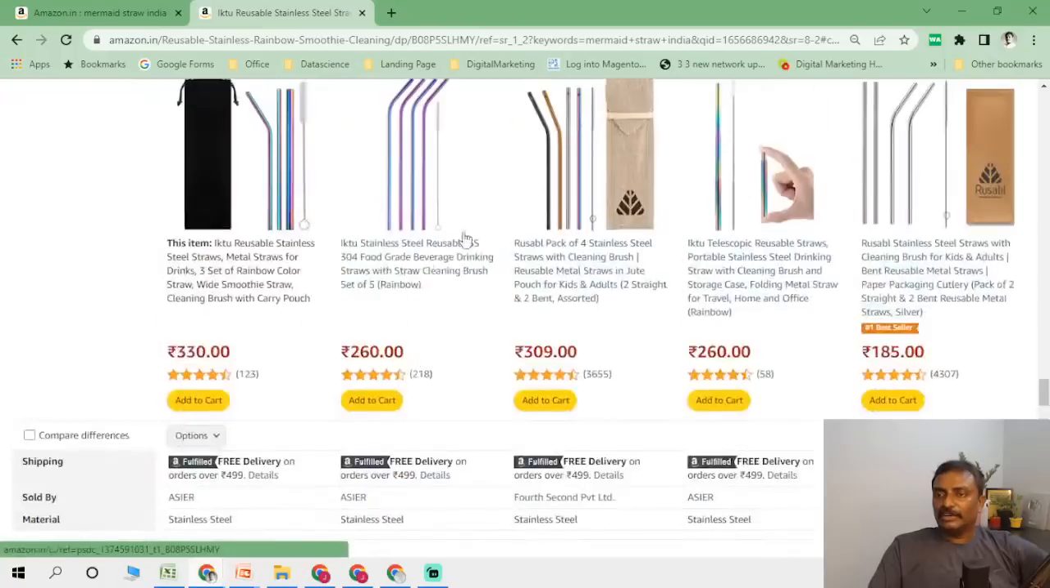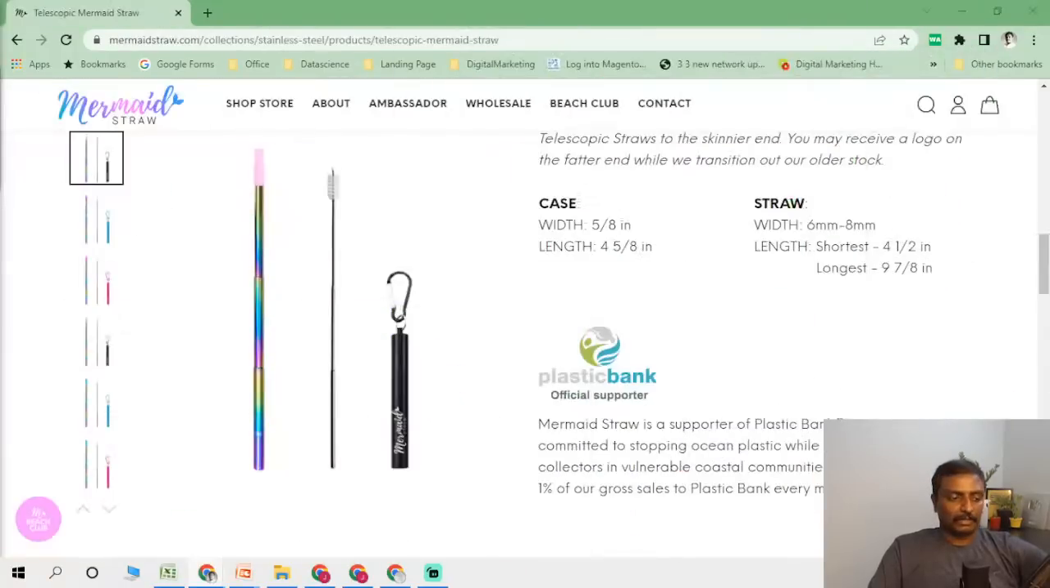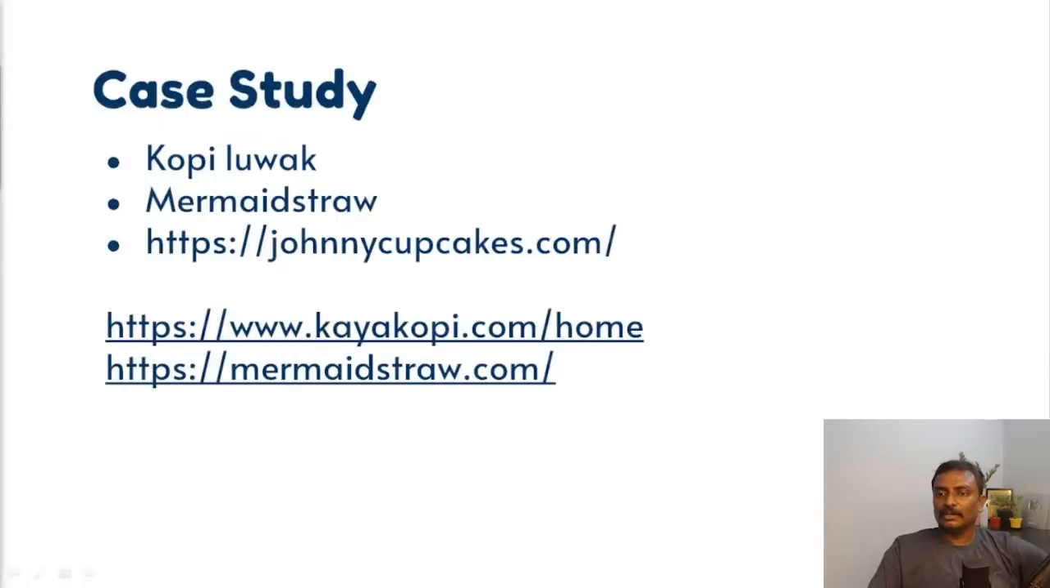But every product has a market. You should know what result you are going to deliver, and you have to match the target customer. If you match the target customer, then definitely you can sell the product. So I want you to go through the sites johnnycupcakes.com, kayakopi.com for Kopi Luwak, and mermaidstraw.com, to see how to sell high priced products and how to find the target buyers and persona.